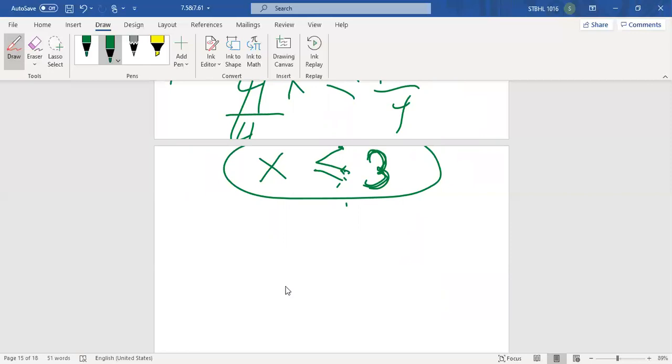And if you multiply by a positive coefficient, you don't need to change the inequality sign. But if you multiply or divide by a negative coefficient, you have to flip the inequality sign.